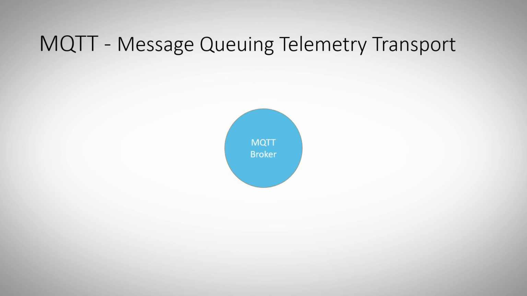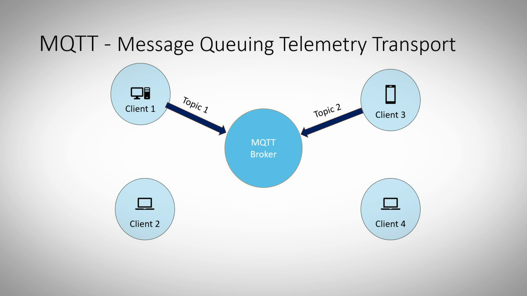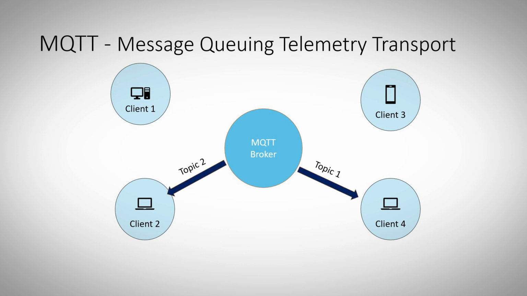MQTT is a lightweight network protocol to transport messages between devices. MQTT uses a broker, a piece of software that controls all the communication. Every client can publish a message to the broker. Every message belongs to a topic, and the broker knows to communicate the messages to every client who is subscribed to this topic. Let me show you how it works.